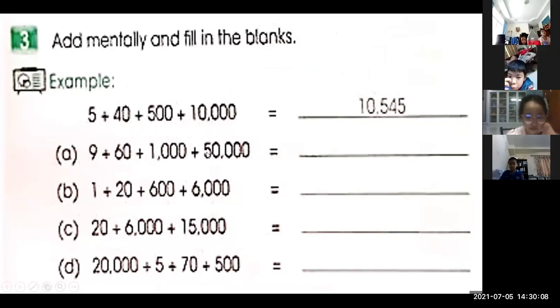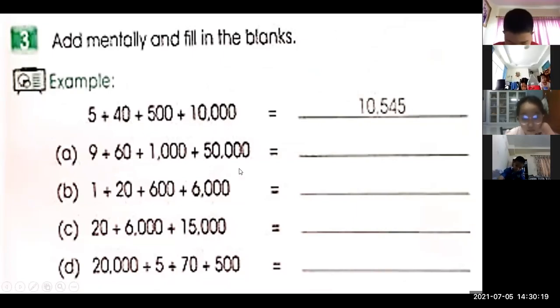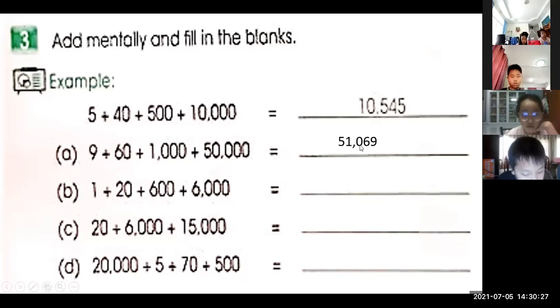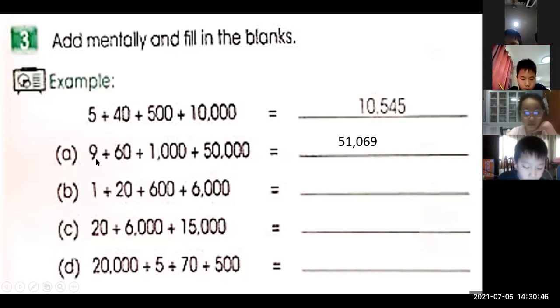Start from the left. So 50,000, 1,000, 60, 9, 51,069. Why is there no 100 in here? Because we cannot write any number here, as we can see there is no hundreds place. Okay, so 50,000, 1,000, 51,069. There's no hundreds. So we write here 51,069.